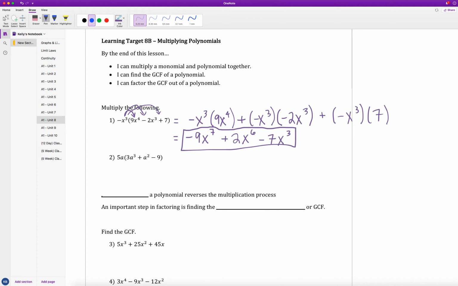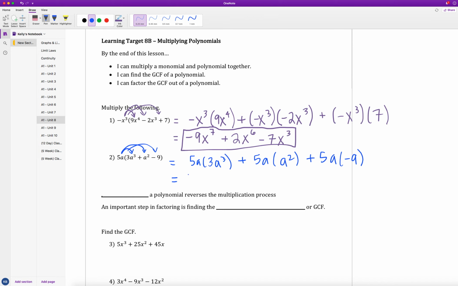Let's check example 2. It says 5a times 3a cubed plus a squared minus 9. So I need to go ahead and distribute this 5a to every single term. So I'll end up with 5a times 3a cubed plus 5a times a squared plus 5a times negative 9. From here, if my bases are the same, which they are since everything is an a to a power, I can go ahead and add my exponents and multiply any coefficients.